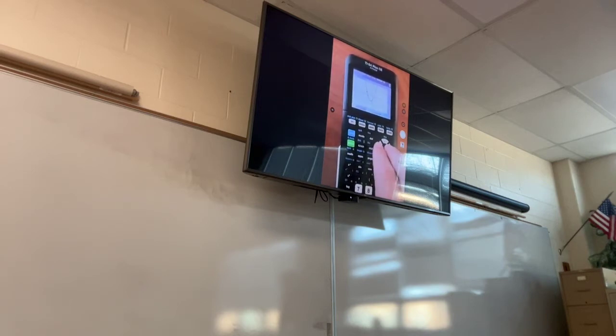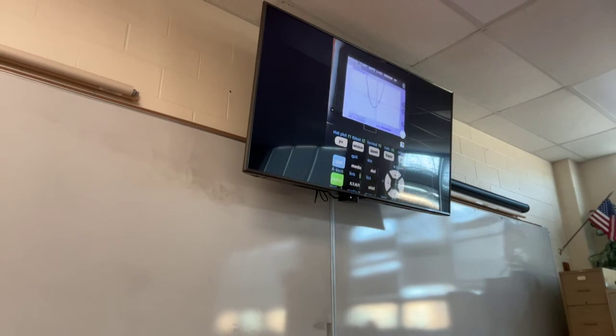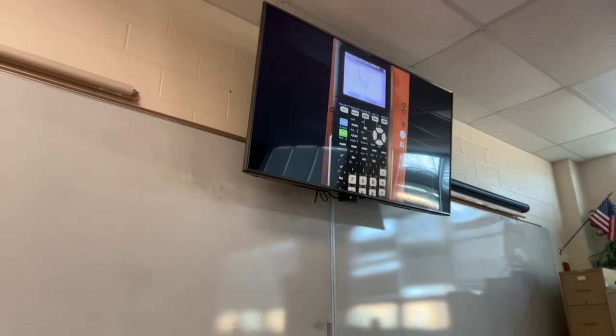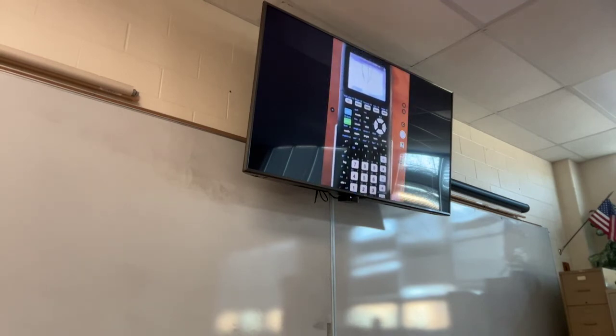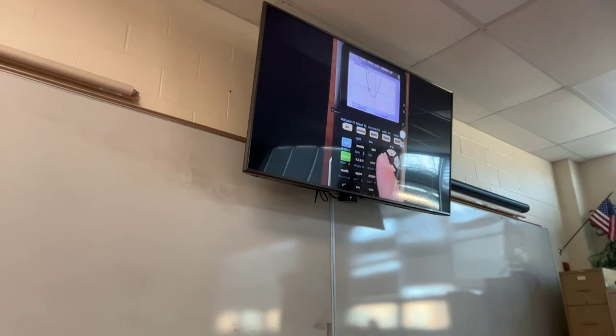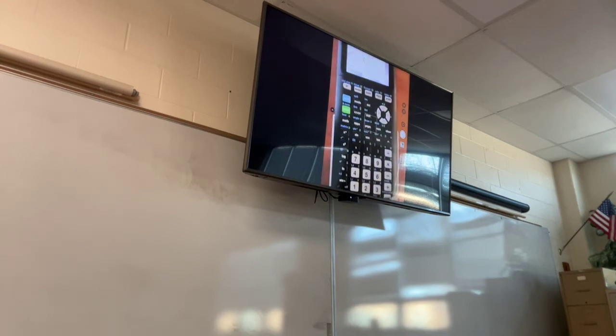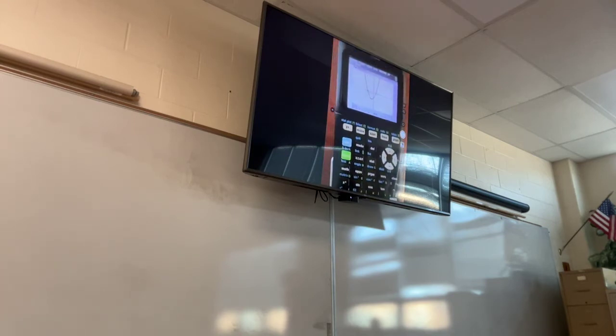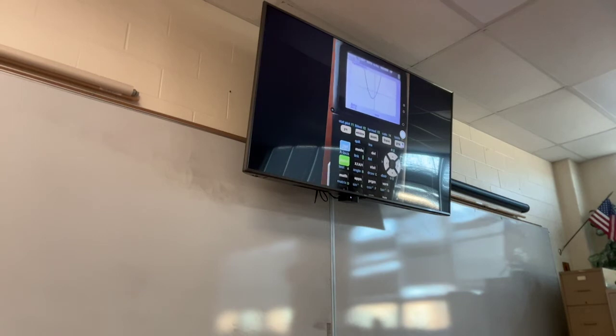Here's what you want to do. Take your cursor and get it really close, just to the left of one of the spaces where it crosses the x-axis. So maybe right there, just anywhere to the left. Hit enter. Now it's going to say right bound. Take the right arrow key and put your cursor somewhere to the right of where the curve intersects the x-axis. Hit enter again, and then it's going to say guess. You just hit enter one more time. Then it's going to tell you x equals -3. That's one of our solutions. So we'll go back to our notes.